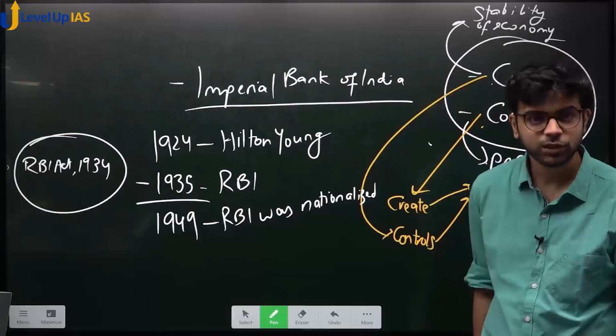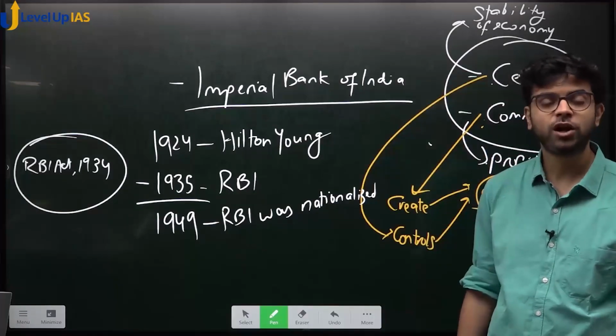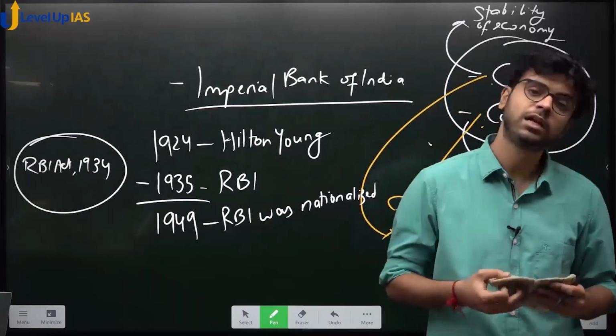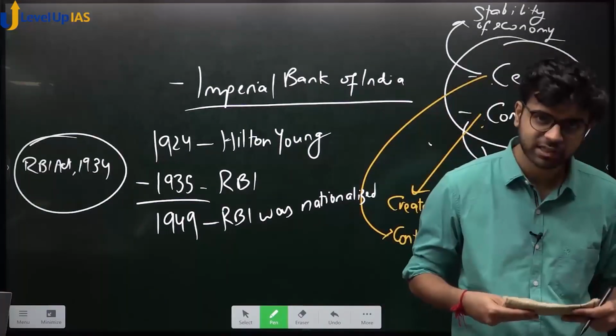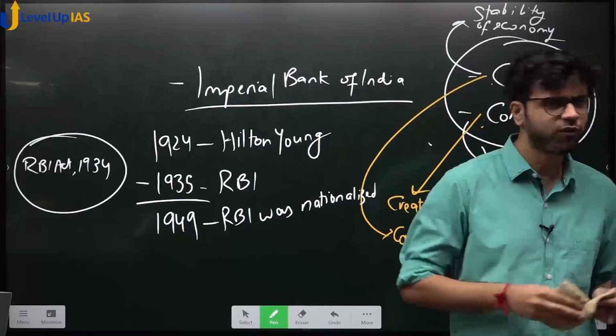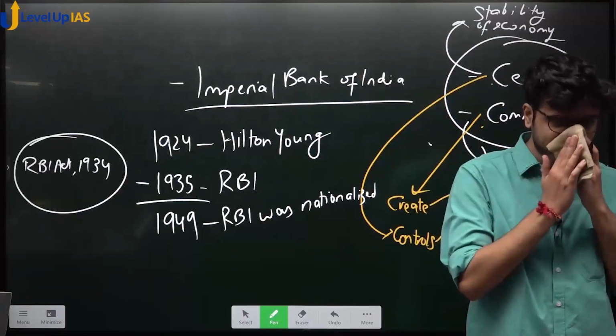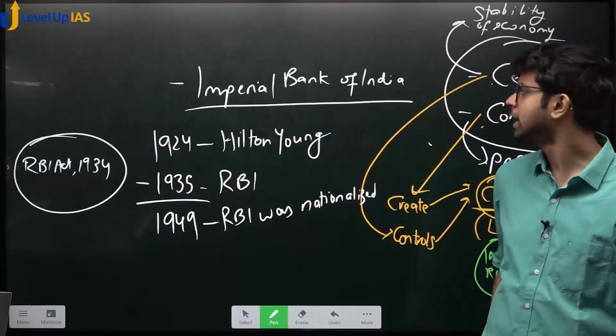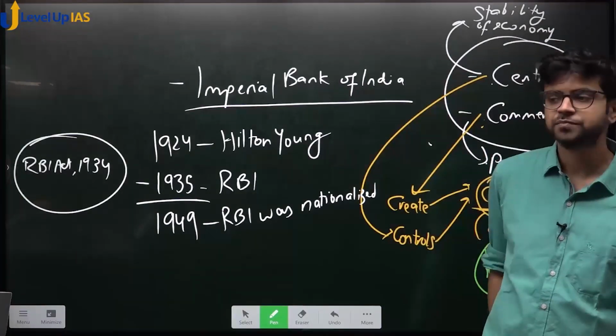So if someone asks you whether RBI was under government control or under public control from 1935 to 49, the answer is no. It was under private control. It was owned by private shareholders. After 1949, it was brought under government control. Did Imperial Bank exist all this time? Of course. It acted as a commercial bank, yes or no?